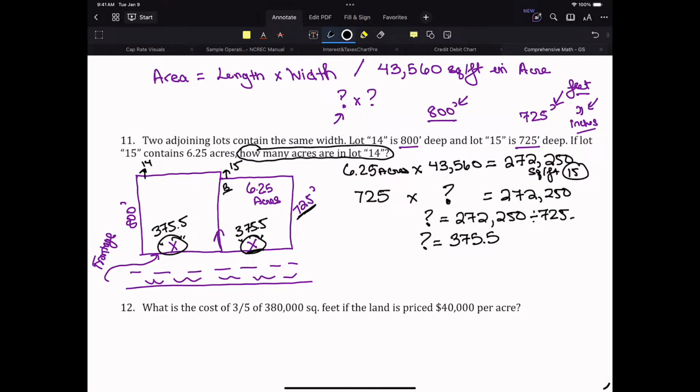So for 14, I can do 375.5 times 800. That's going to give me 300,400. And if I want to know how many acres that is, I take the 300,400 and I divide it by 43,560. And that gives me a final answer of 6.89 acres.